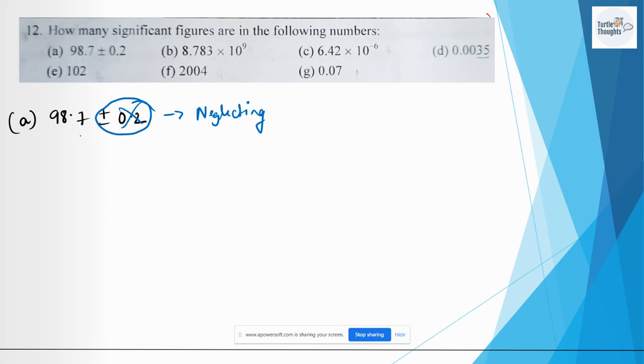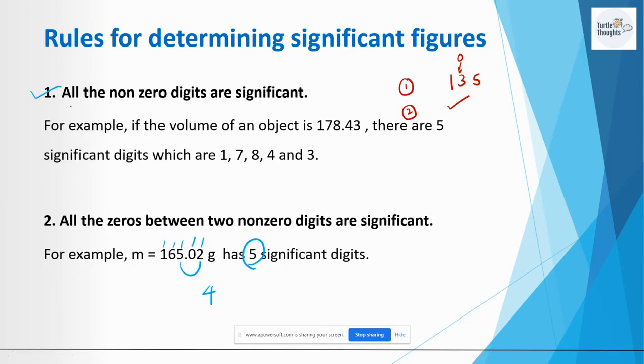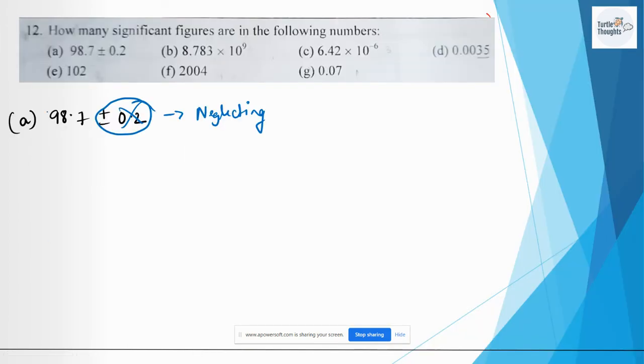It is 98.7. From rule number 1, what does rule number 1 say? All the non-zero digits are significant, right? So here 9, 8 and 7 all are non-zeros. So I can tell three significant figures for option A. That is the sub question A.